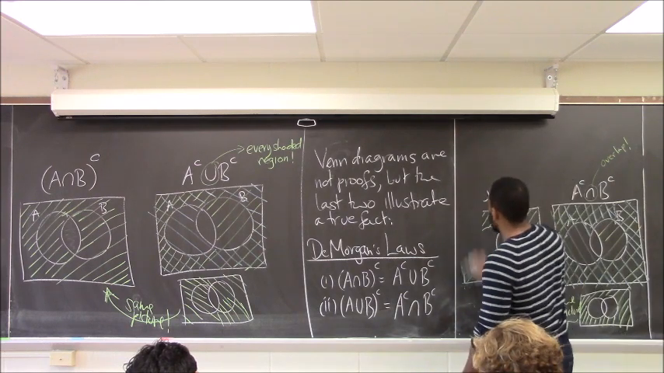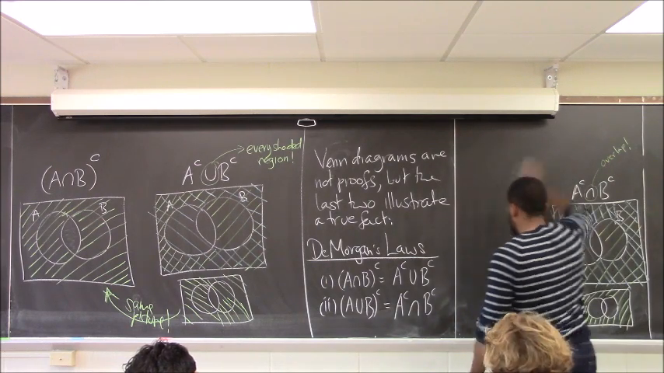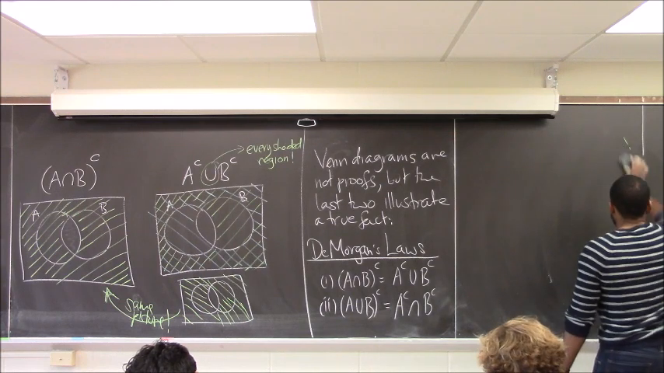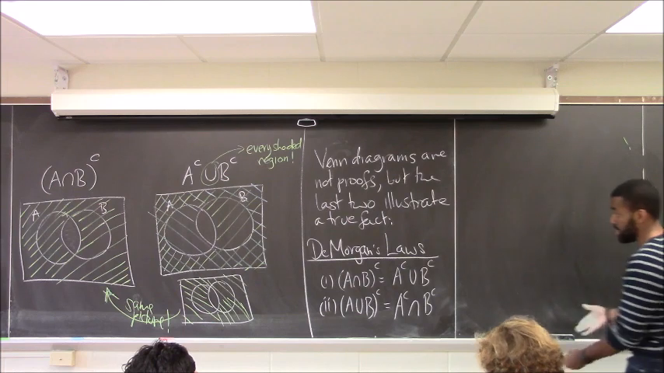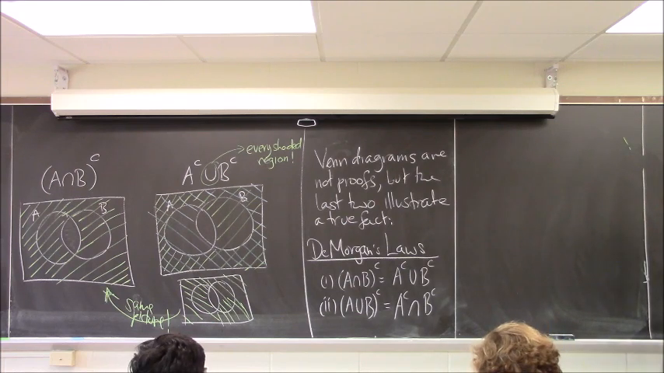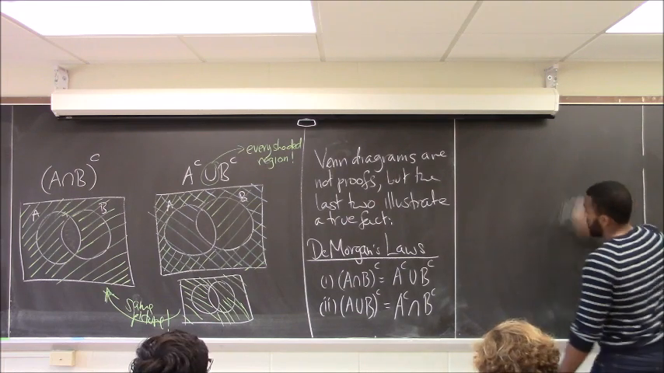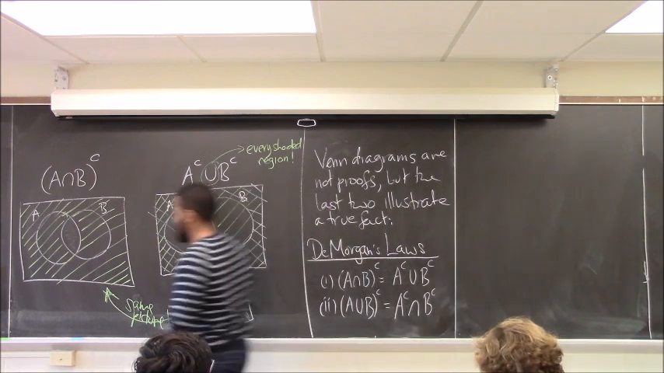It tells you how you can distribute complements over unions and intersections. And it generalizes very naturally. You can just extend this idea to more and more sets. Let's see, what else do we have to do here?